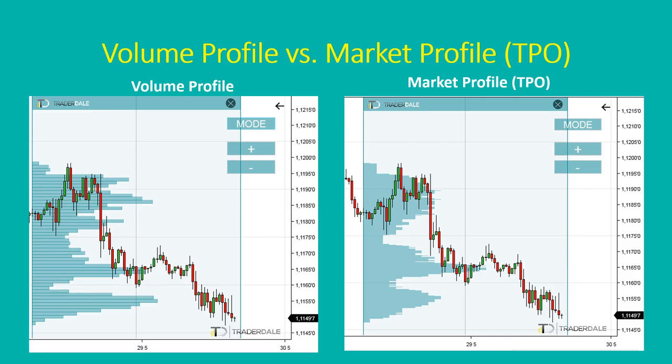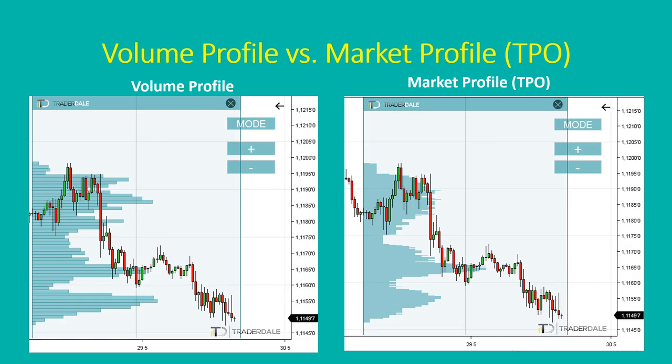However, the TPO calculation comes handy in situations when you don't have access to volume data, when you only have price action data, you only have price and time. In this case, the TPO is the only calculation you actually can use. So for example, if you don't have volume data for some trading instruments, sometimes for example for Bitcoin or for stocks, then you can use the TPO calculation and it will work even though you don't have the volume data.